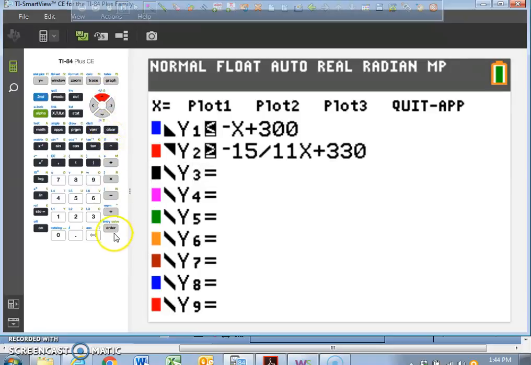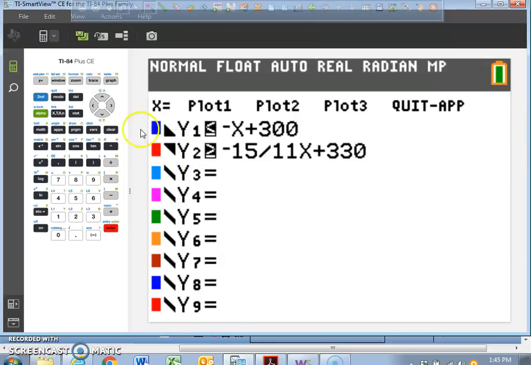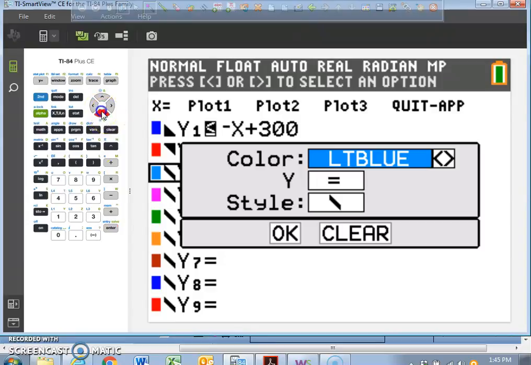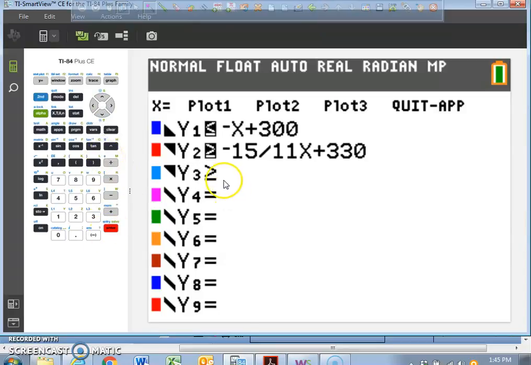Okay, I'm going to go down here. I'm going to change this color right here. One thing we didn't graph or didn't shade was... light blue. We're going to do y is greater than or equal to 0. You'll understand after looking at this why we didn't do all of this shading by hand.